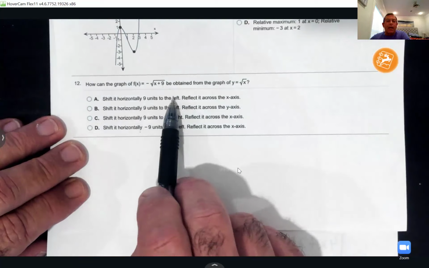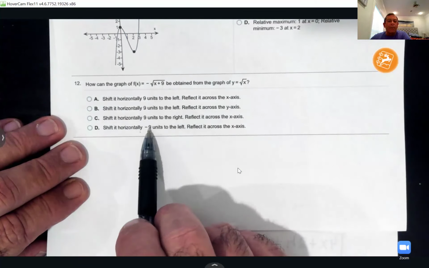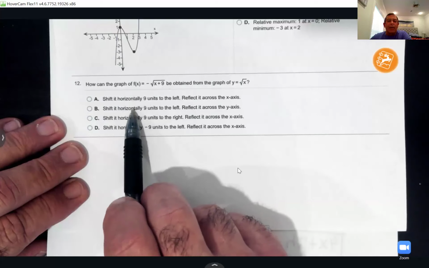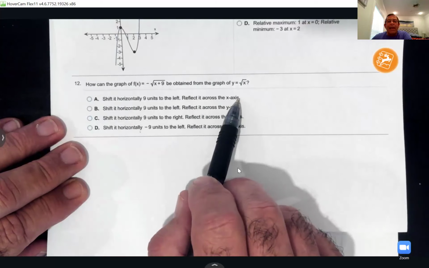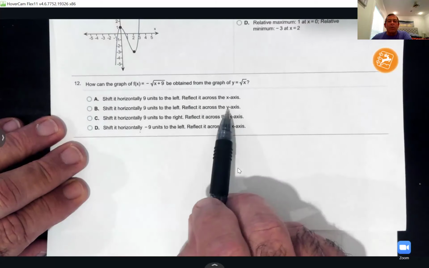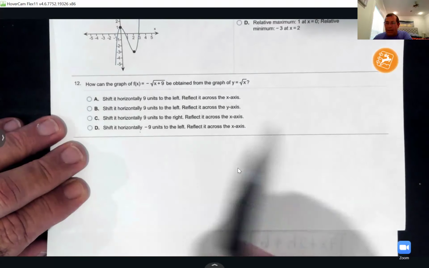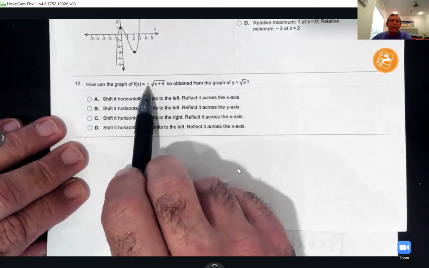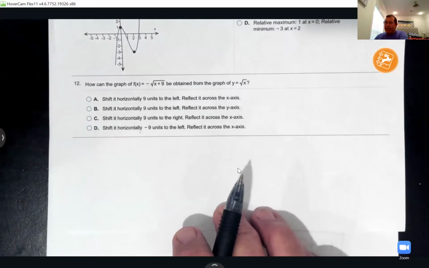Okay, so when we know that, we're going to come in and pick the one that says move it 9 units to the left. So A, B, and D all have, well, nope, D has -9. That's wrong. We're just going to move 9 units to the left. So it's got to be A or B. And then that negative we said was going to reflect across the x-axis. So do not pick the y-axis on number 12 at all, okay? So left because it's positive, x-axis because of the negative. I would pick A on that one, okay?